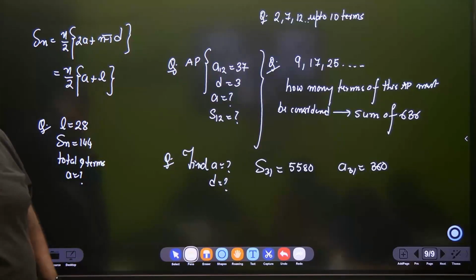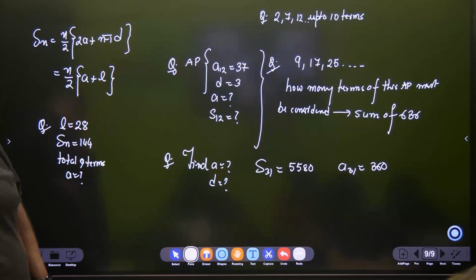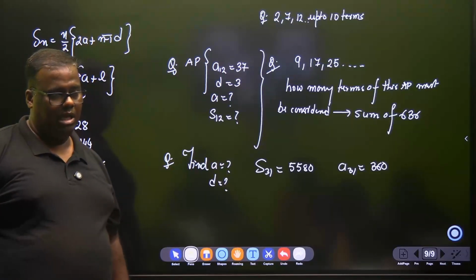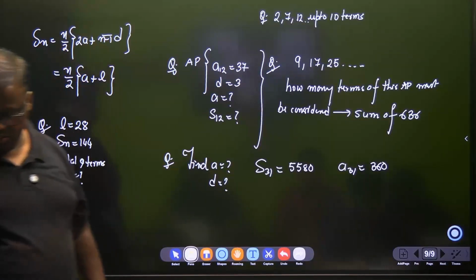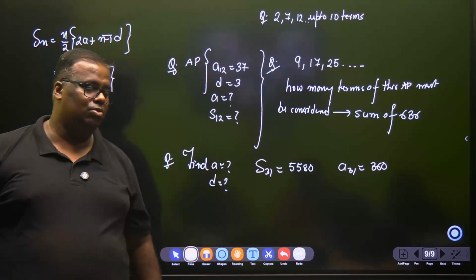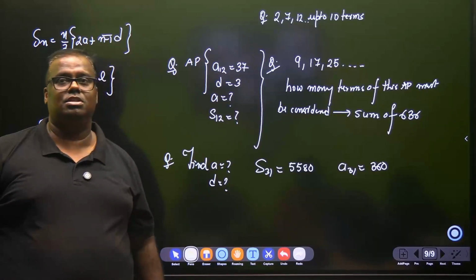If you do A31, there will be two unknowns, A and D. And if you do S31, then also there are two unknowns, A and D. Yes, yes. So the problem basically comes down to simultaneous linear equations.